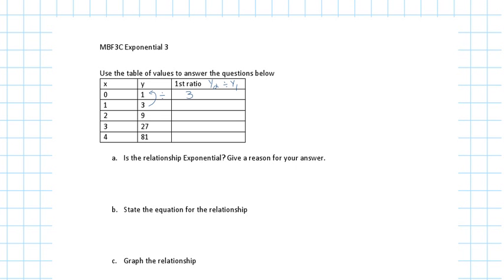Then 9 divided by 3. 27 divided by 9. 81 divided by 27. Good. So you found the common ratio. Tell me about it. So is the relation exponential? And why is that? Perfect. So can you write that?